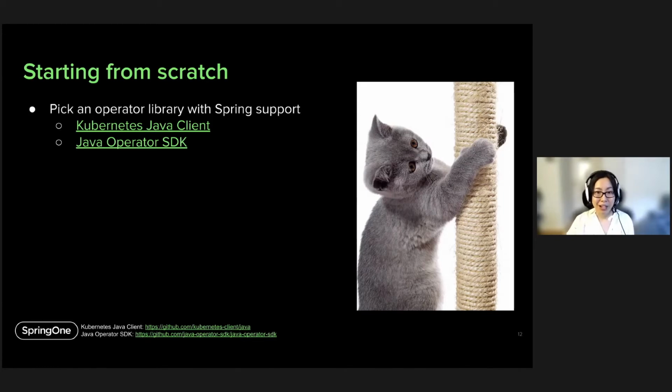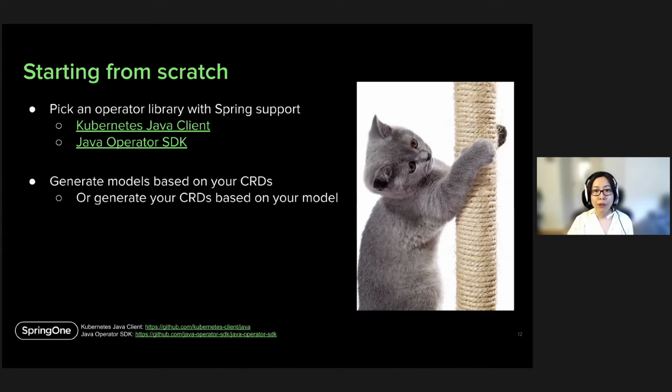So after we decide on the library to use, we can then generate our custom resource definition. If you decide to work with Kubernetes Java client, there is a generator module that can generate the model classes and the API client classes based on the CRDs you have. Or if you are going with a Java operator SDK, they provide a tool to generate the CRDs based on the model classes you define in the code base, the opposite way.